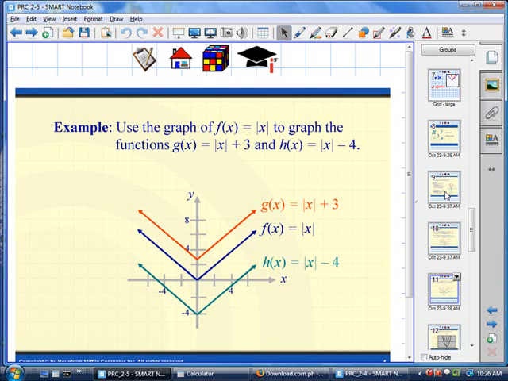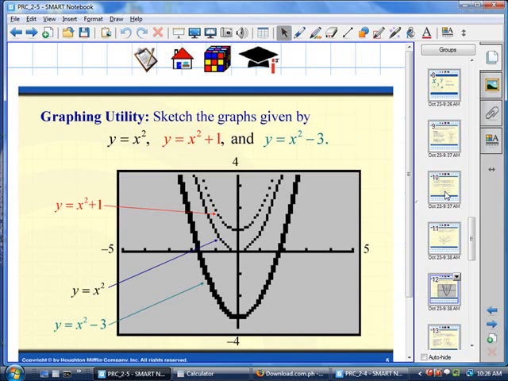Here's that one I was just talking about, absolute value. It's the same thing, and it's pretty easy to identify. Again, it's that outside thing, that tacking on of a plus 3 or a minus 4. And of course, can this happen with curves too? Yeah. Same thing.